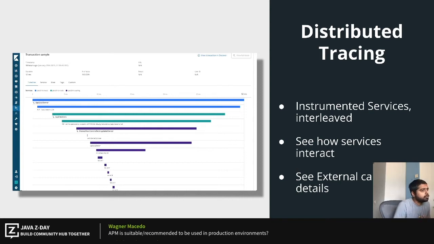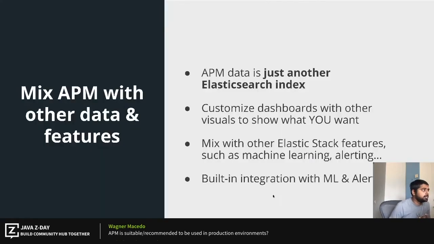Talking more about distributed tracing, there is another advantage with APM. APM is just another Elasticsearch index. You will be able to customize your data, the dashboards and visuals to show what you want. And you will also be able to do machine learning on top of the data.